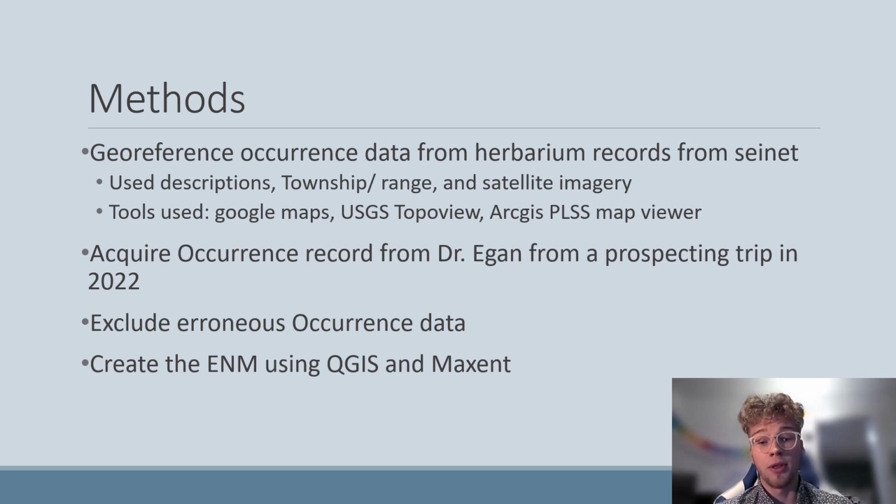Additionally, I had to comb through the data set to exclude erroneous occurrence data. This included things where herbarium records incorrectly identified something as aromaticum, or where the herbarium descriptions didn't really line up with anywhere that made sense, so we couldn't be super sure on the georeferencing. And then we had to create the ecological niche model using QGIS and Maxent.